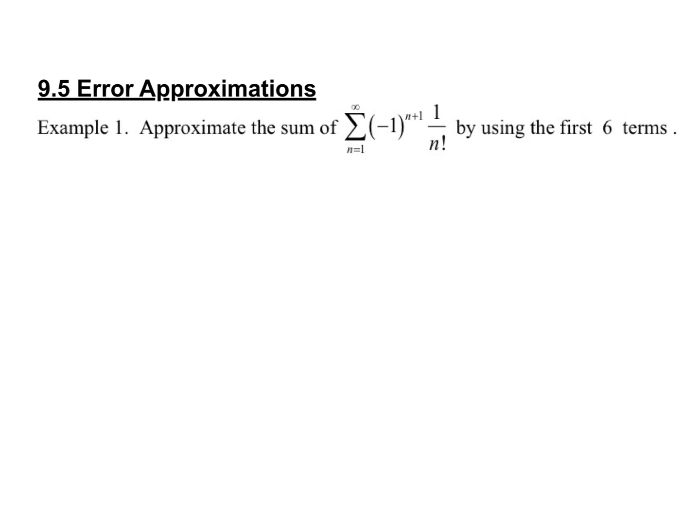So this one just says, approximate the sum of the series by using the first 6 terms. So what you're finding here is this, that's all, the 6th partial sum. So go ahead and do that.